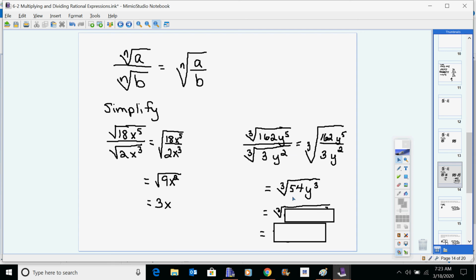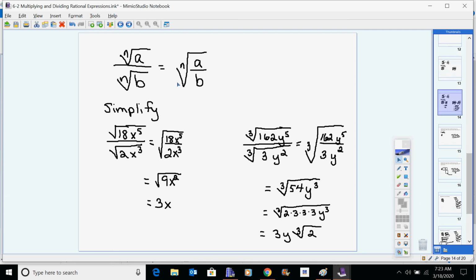So then we go to our prime factoring of 54, which when you did that, you would get 2 times 3 times 3 times 3, and a y cubed. One group of 3 3's, so that can come out. A 2 left over, and a y also can come out because there's a group of 3 y's. And so using these ideas of putting together actually makes it very, very simple to simplify these things.